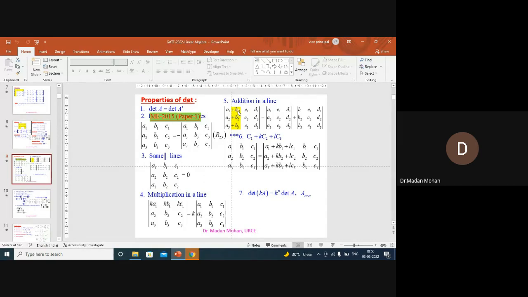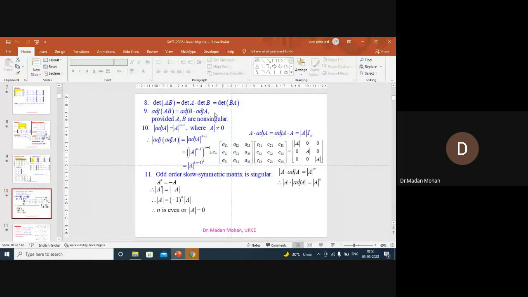If a line, meaning a row or column, is a sum of two elements, you can write it as a sum of two determinants. And any determinant you can express like this: any row or column can be written as that plus K times the next plus L times the next. Det of KA is K power n into det A, because we take K common from each row.